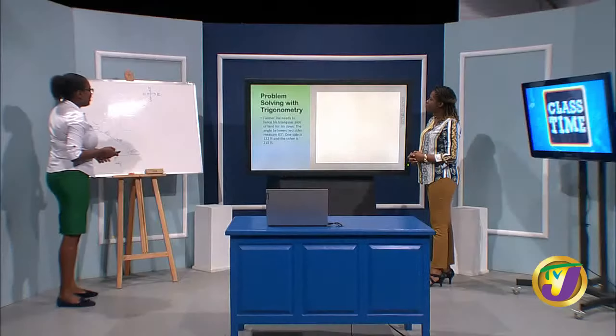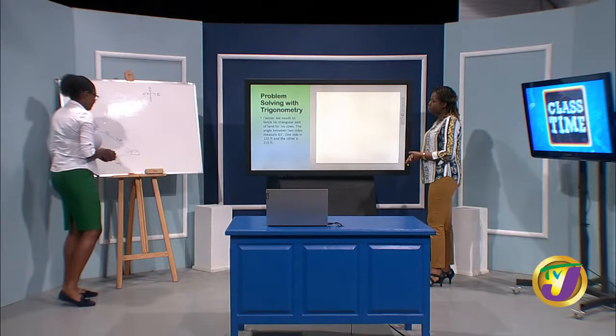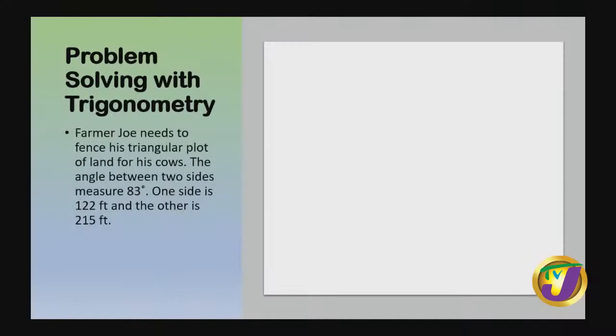So here is another question. Farmer Joe needs to fence his triangular plot of land for his cows. So this man has a triangular plot of land. Now the angle between the two sides measures 83 degrees. One side is 122 feet and the other side is 215 feet. So we're given two sides and an included angle, because it says the angle between the two sides measures 83 degrees.